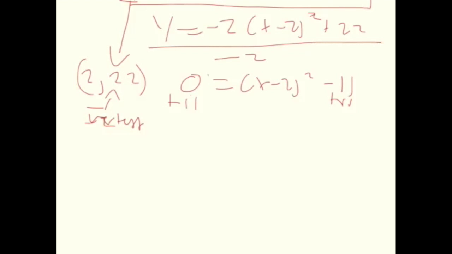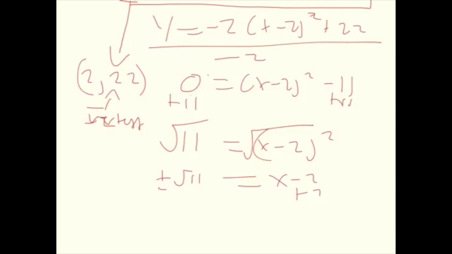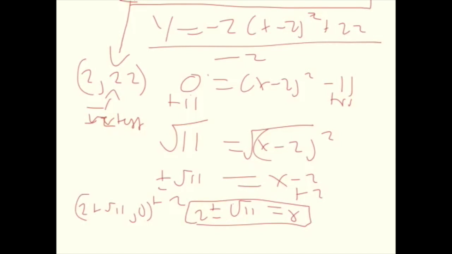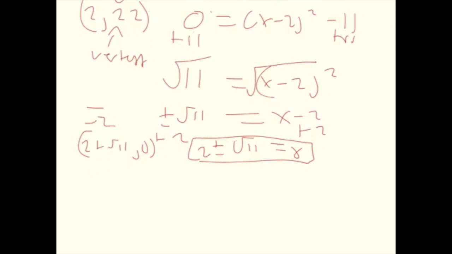So here we are, we have 11 equals x minus 2 squared. What do you do? Take the root of both. Plus or minus root 11 equals x minus 2. Add 2. Add 2. 2 plus or minus root 11 equals x. These are your two zeros. So you have 2 plus root 11, 0. And you have 2 minus root 11, 0. Alright?